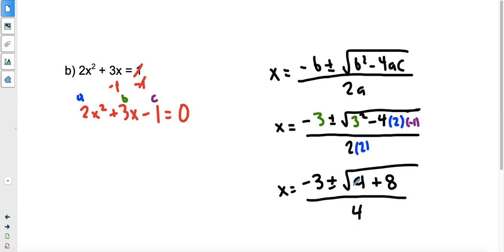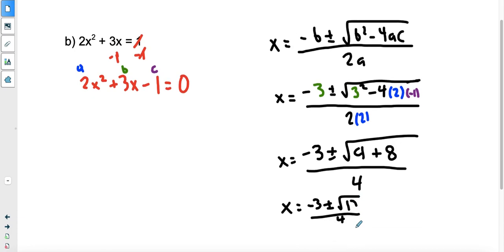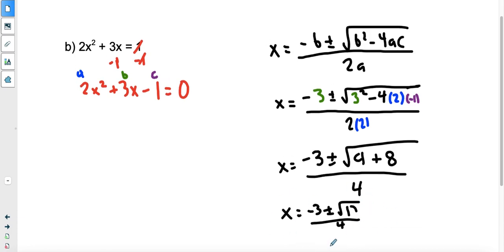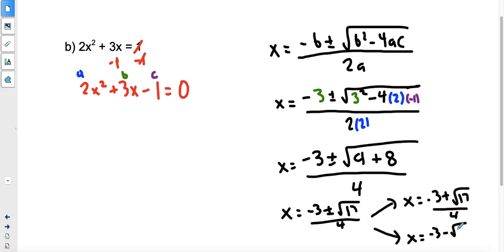And I can simplify this even more, because 9 plus 8 inside my square root is just equal to 17. So there you go, there's my answer. And again, I can write this as x is equal to -3 plus the square root of 17 over 4, or x is equal to -3 minus the square root of 17 over 4.